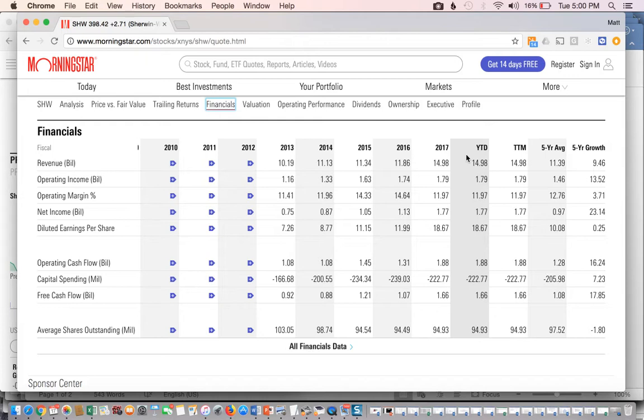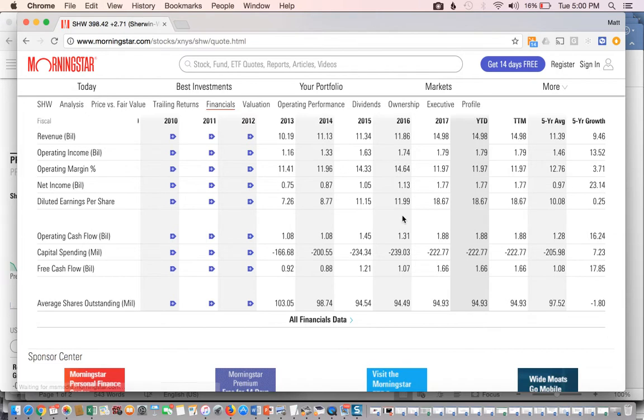So I can see that Sherwin-Williams has gone from 10 billion in sales. And if I want to look even further back, I can click on the 2010 numbers, but they've gone from 10 billion in sales to almost 15 billion in sales. That alone is worthy enough to be one of the things that you write about in your paper.